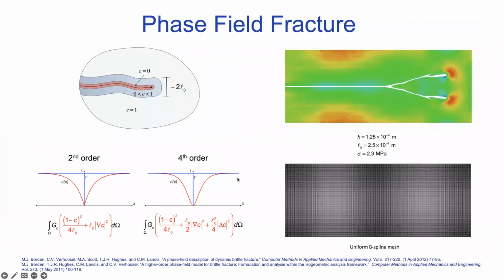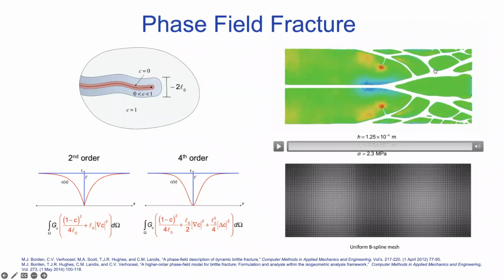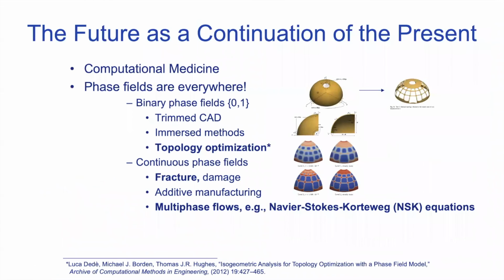This is fracture. We're pulling apart a domain, an elastic domain that had an initial fracture in it. So it breaks into many, many pieces. What's the mesh for that? It's this, it never changed. All the calculations are done on the original mesh. All of this is embedded in the phase field, and we've developed some theories for that.